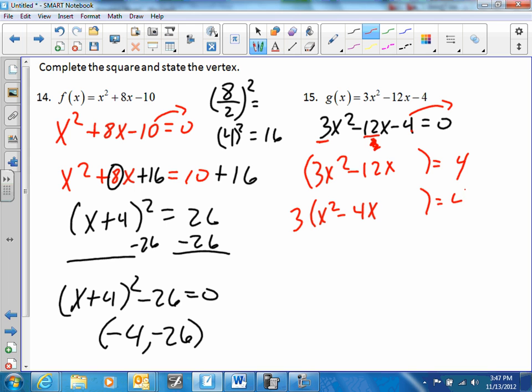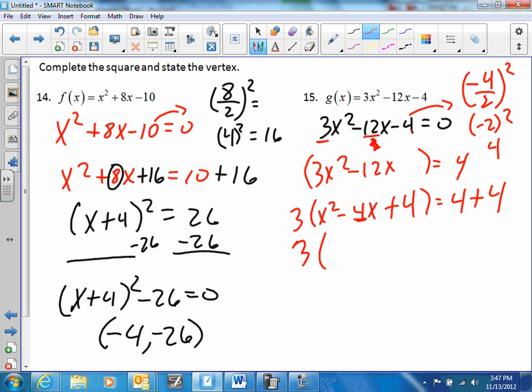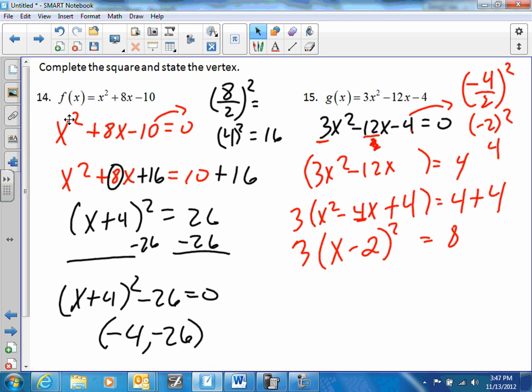All right? Now, I'm going to take half of b and square it. So negative 4 divided by 2 and square it. So that's going to be negative 2 squared, which is 4. So plus 4, plus 4. This then becomes (x minus 2) squared, because that's the perfect binomial, equals 8. Now, can you pick out the error?